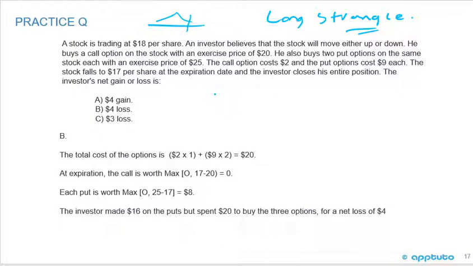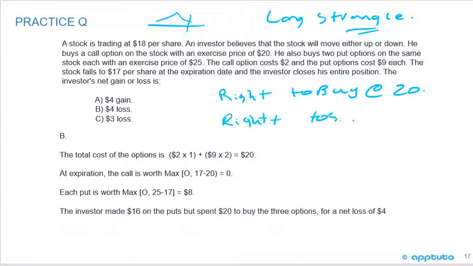You're buying one call option with an exercise price of 20. So I have the right to buy at 20. Okay, so let's just first do that. I also buy two put options with an exercise price of 25. So that gives me the right to sell at 25. Okay.